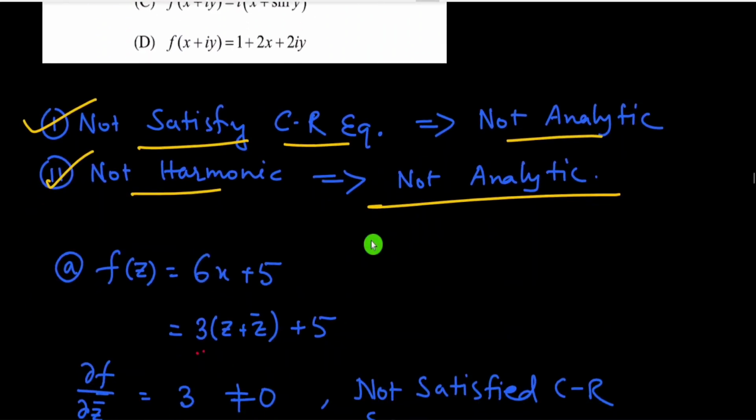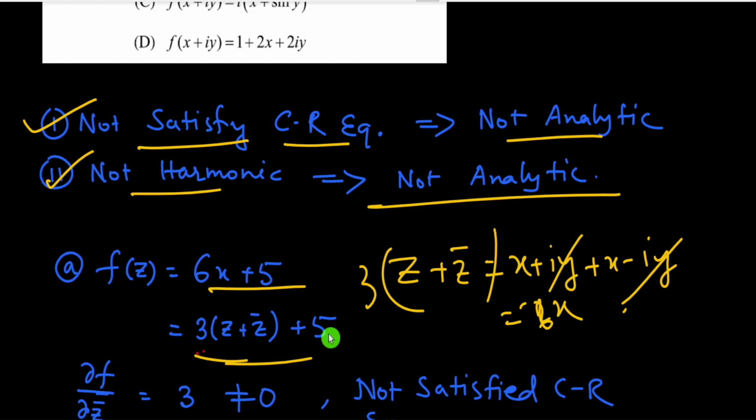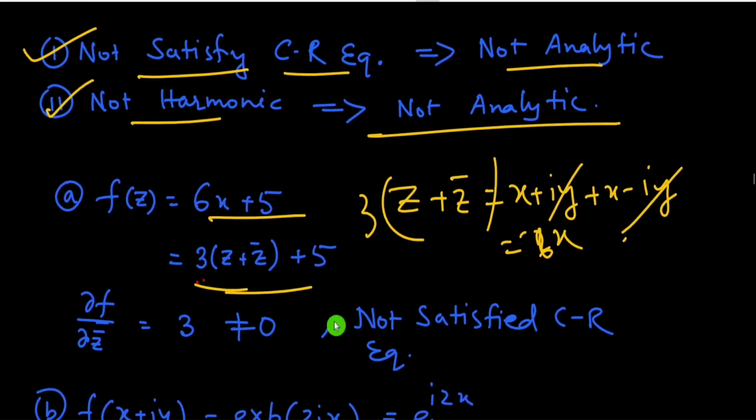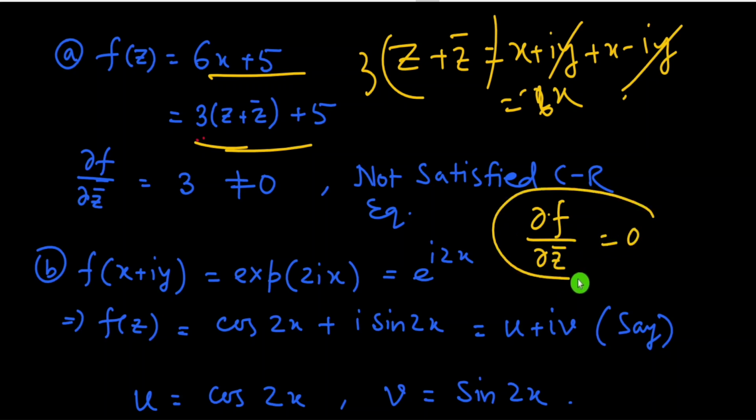Option A says that f(z) equals 6x plus 5. We can write 6x, that is the real part: z plus z bar equals x plus iota y plus x minus iota y, and this gives 2x, and if we multiply by 3, then this gives 6x. So we can write 6x equal to 3 into (z plus z bar), and we apply here the complex form of the Cauchy-Riemann equation, that is del f del z bar equal to 0. This is the complex form of the CR equation.